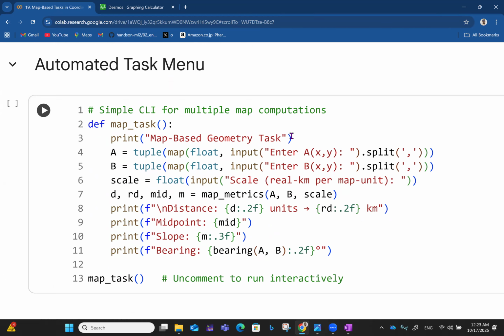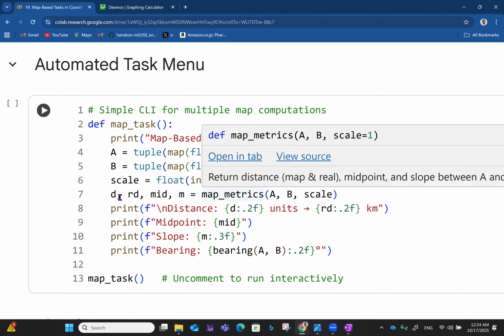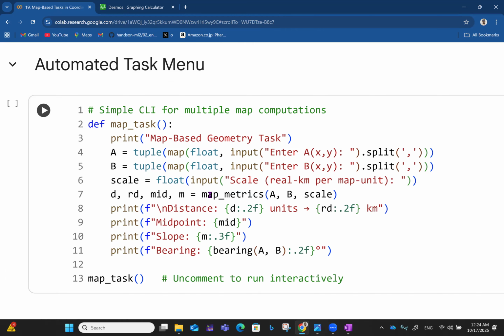So A is a tuple. Tuple means you can input as many as you want. So it tells you to enter A, X, comma, Y, and B is the same also. And then you can determine the scale. Do you want it to be 1 to 20 or something? Then that gives you D, R, D, mid, and all the rest. The distance, real distance, midpoint, and the slope. And that's still within the map metrics we had defined previously, taking A, B, and scale.